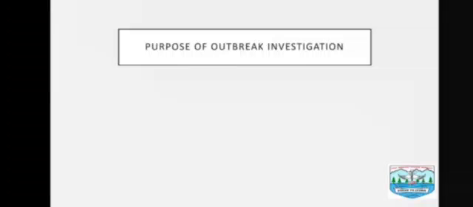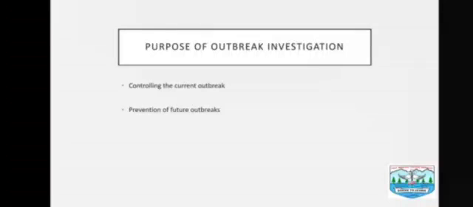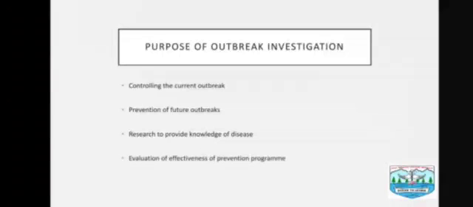So, what is the purpose of an outbreak investigation? The main purpose of an outbreak investigation is to control the current outbreak, to prevent the occurrence of future outbreaks, and it also gives us research to provide knowledge of the disease. It can also give us information so that we can check the evaluation of the effectiveness of prevention programs.